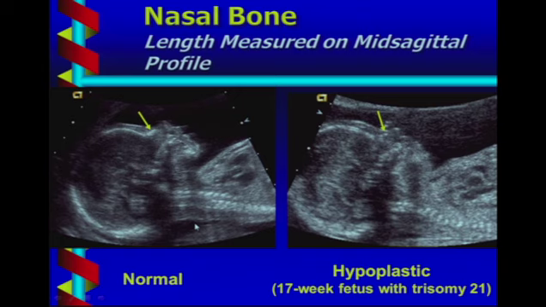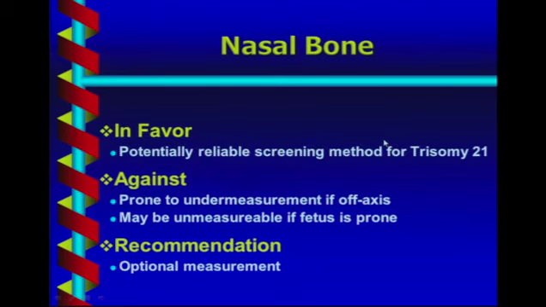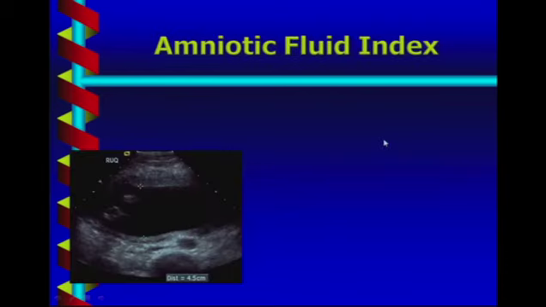Another potential measurement is the nasal bone, which you measure on a mid-sagittal view. Here it's normal. Here you just see a little dot in a fetus with trisomy 21. Its potential use is in diagnosing trisomy 21, and the diagnostic criteria are either an absent or short nasal bone. There are some norms as listed here. It's potentially reliable, but it is prone to undermeasurement if you're off axis, and may be unmeasurable if the fetus is prone. I really think of it as an optional measurement.